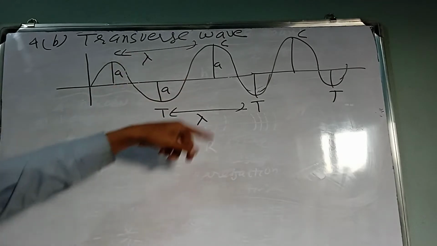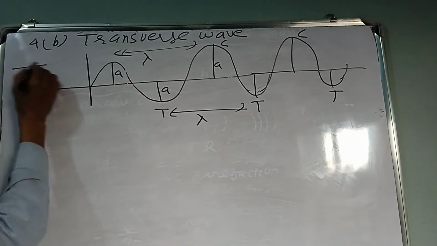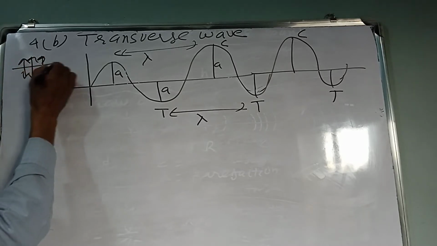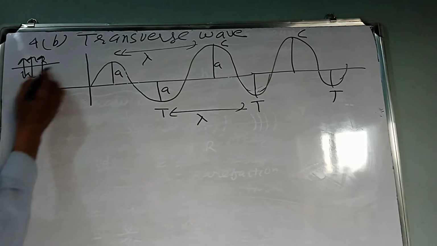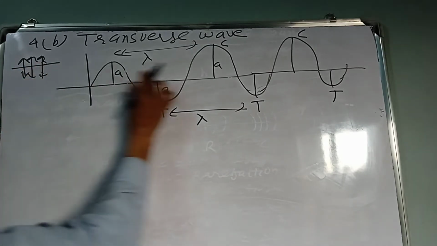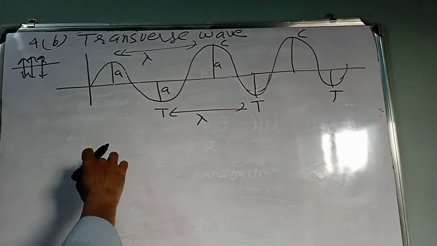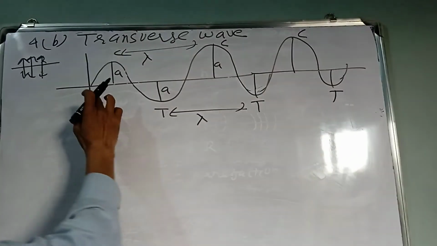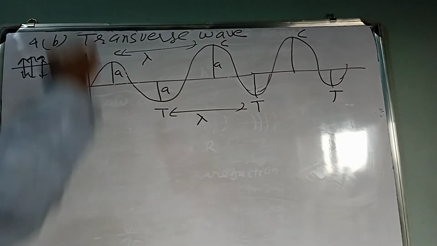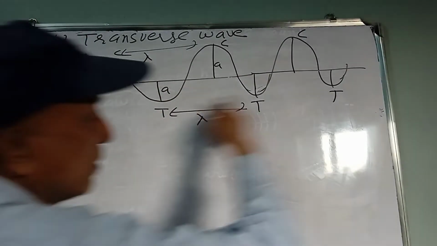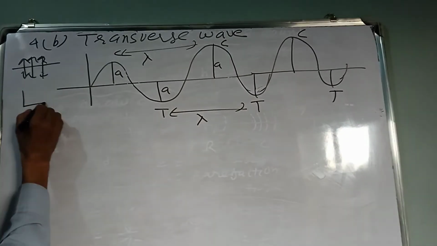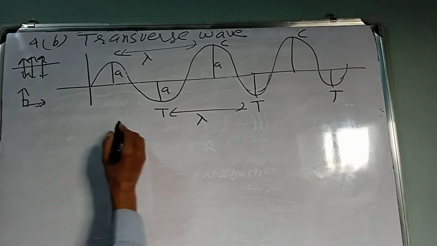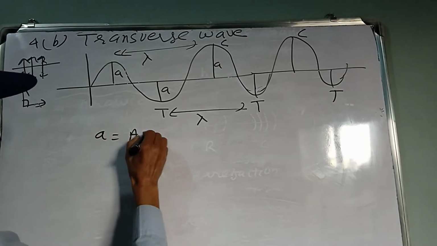Now, this is the transverse wave. The wave travels perpendicularly. The angle is 90 degrees. The angle between the source of sound, the sound, and particles of the medium: the particles of the medium and sound make an angle of 90 degrees. The particle moves up and down, sound moves forward, being 90 degrees.